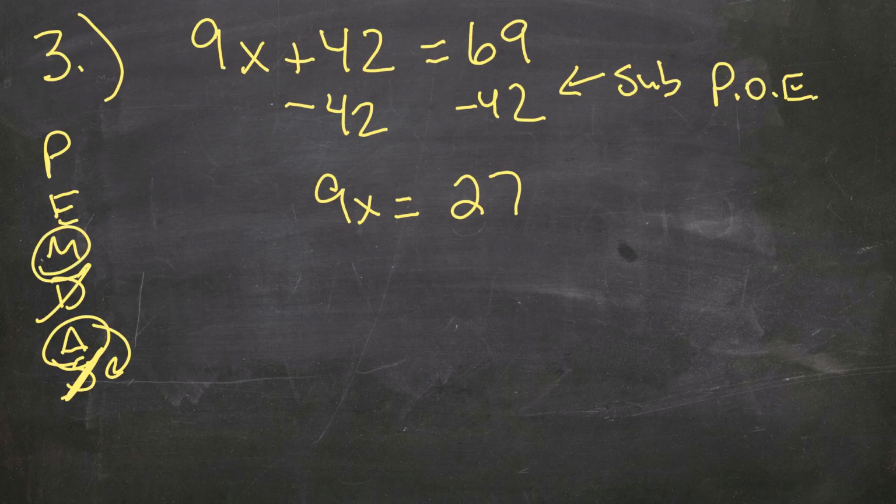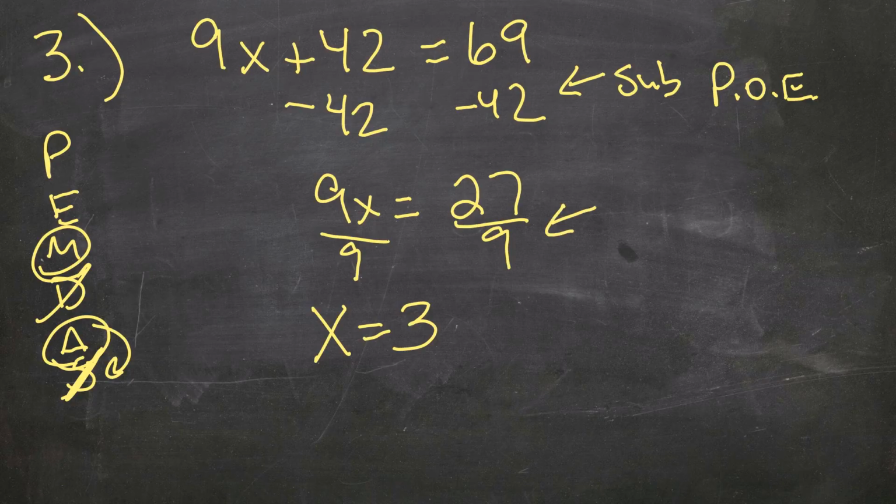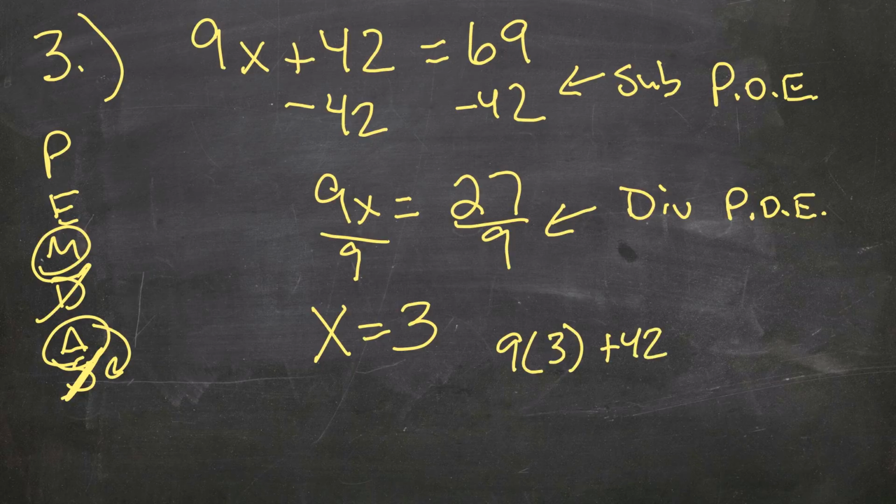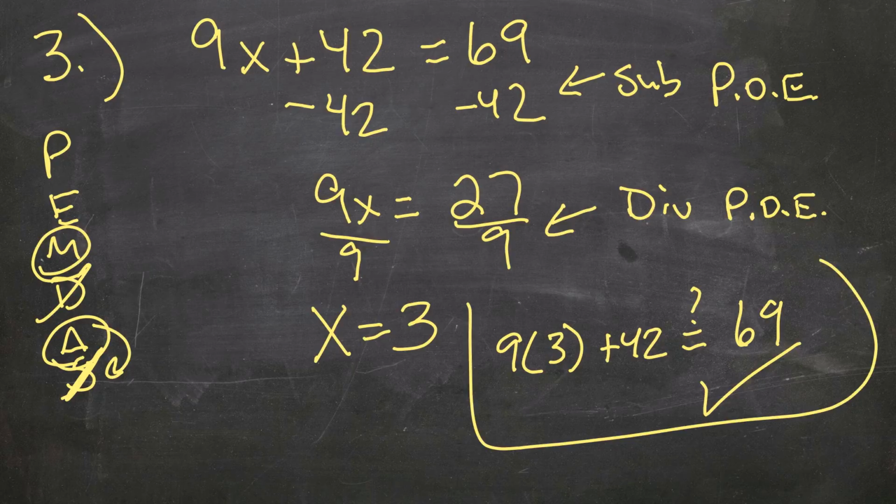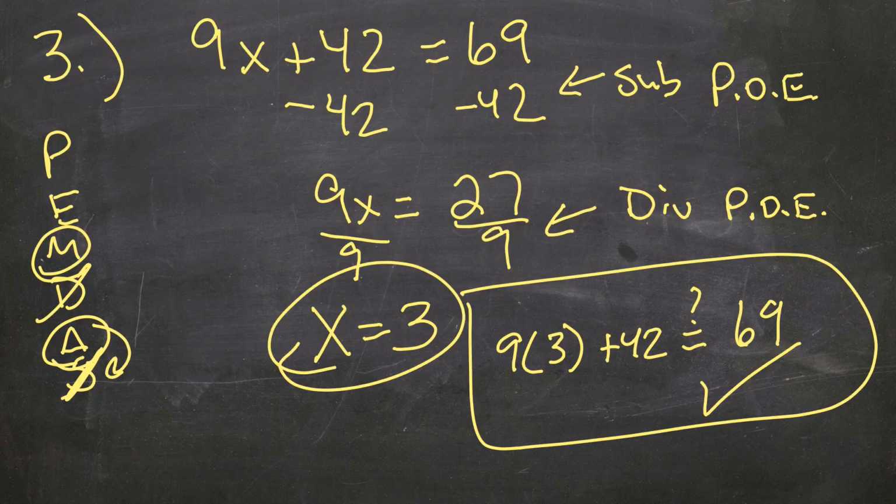There is no division, but look, there's multiplication, so I divide by 9 on both sides. I get x equals 3. Now I have to check my work. Remember, the reason I was allowed to get rid of that multiplication was the division property of equality. So I say 9 times 3 plus 42, does that equal 69? 9 times 3 is 27, 27 plus 42 does equal 69, so that's your check step, it's good. That's your final answer. The circle part is your final answer, okay? That's it for number 3.